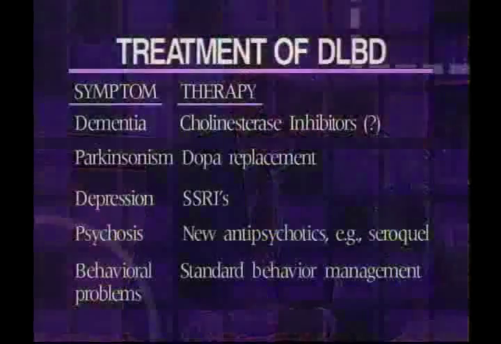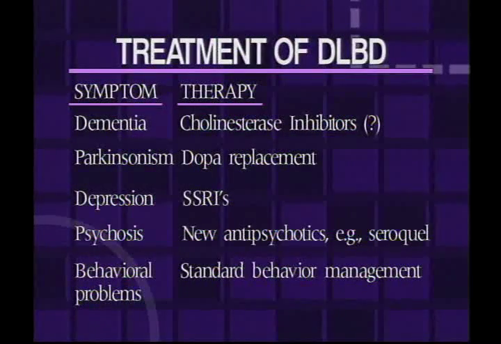What about the treatment for diffuse Lewy body disease? Well, first of all, we know that we can treat dementia with cholinesterase inhibitors, things like Aricept and Exelon. Do they work in diffuse Lewy body disease? Well, some preliminary studies suggest that Aricept and Exelon may be beneficial in patients with diffuse Lewy body disease, and these trials are presently well underway, and the suspicion is that they will be beneficial.